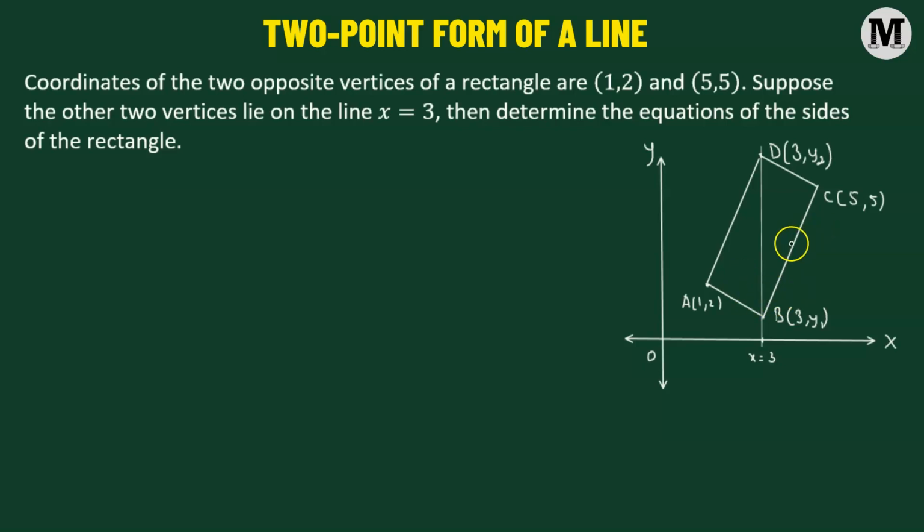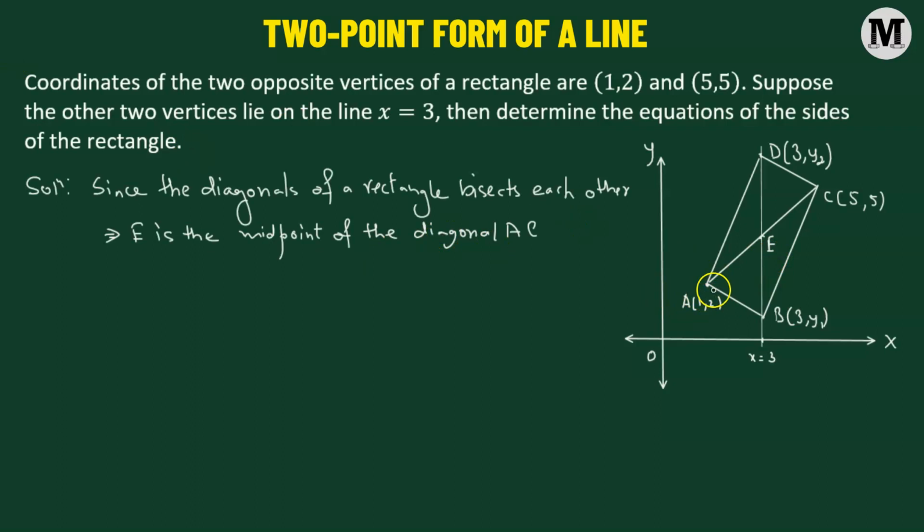To do that, we'll have to find out the values of y1 and y2. And then we can use the two-point form to find out the equation of the diagonal. So let's join point A and C to form the diagonal of the rectangle. We already have BD, which is the diagonal of the rectangle. We join A and C to get the second diagonal. Now we know that the diagonals of a rectangle bisect each other. So let's suppose that AC and BD bisect each other at the point E. Then we can find out the coordinates of point E.